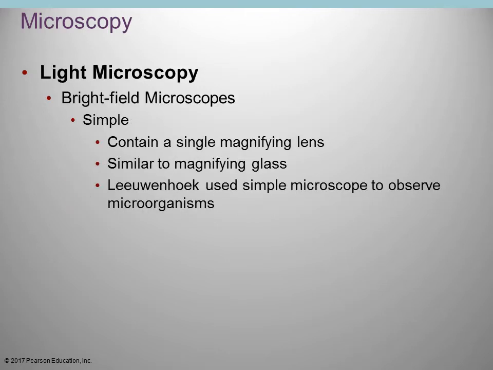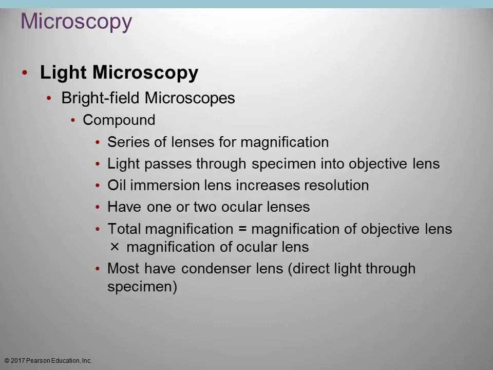With light microscopy, bright field microscopes are very simple. They basically have a single magnifying lens, and it's very similar to just using a magnifying glass. That's what Antoine van Leeuwenhoek used to first view microorganisms. A compound microscope will use a series of lenses. So the light is going to pass through the specimen and go into that objective lens.